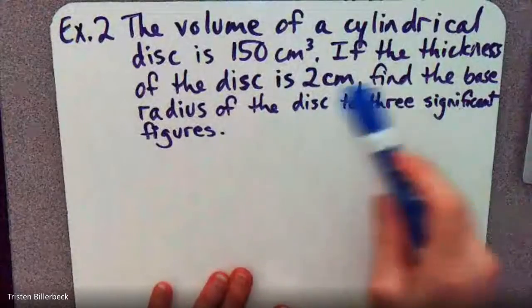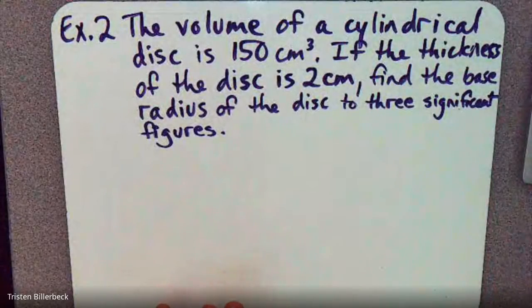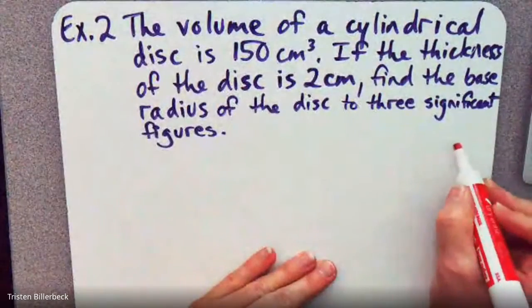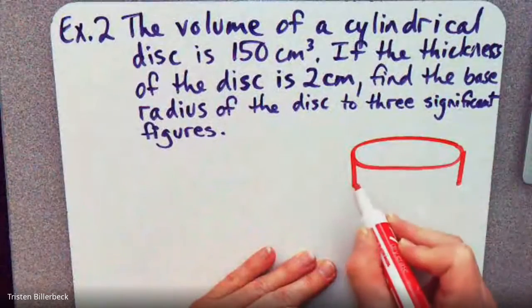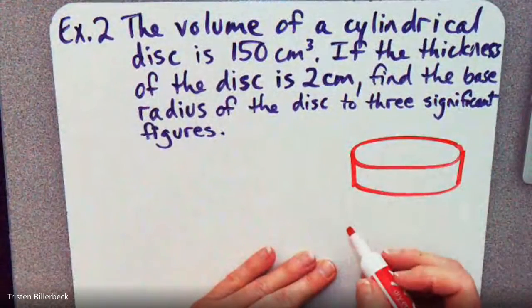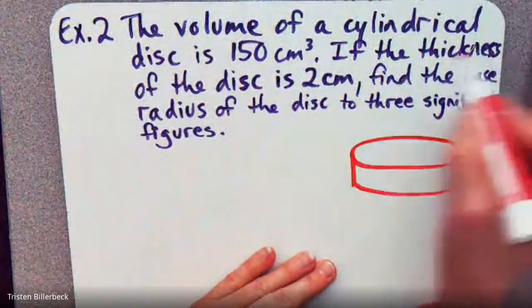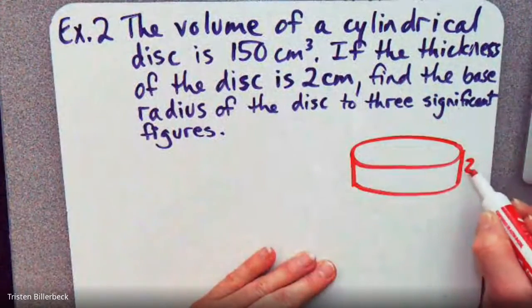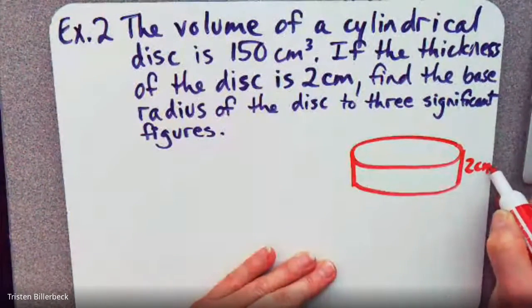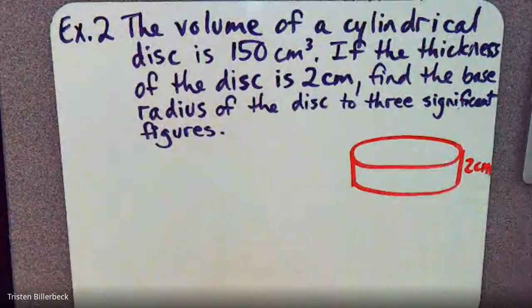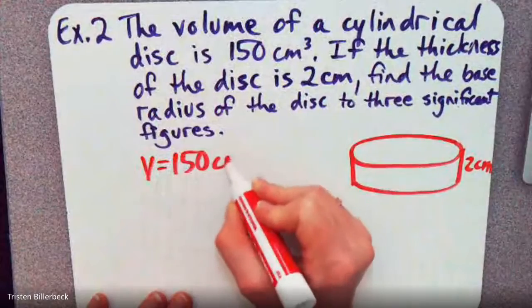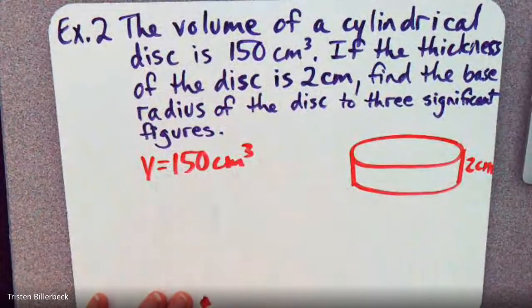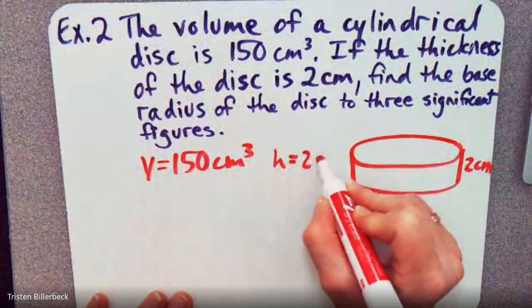The volume of a cylinder disc is 150 centimeters cubed. So we have a disc, something that looks like a hockey puck. We see the thickness of the disc is 2 centimeters. The thickness of a disc is the height. So the volume is 150 centimeters cubed, and our height is 2 centimeters.